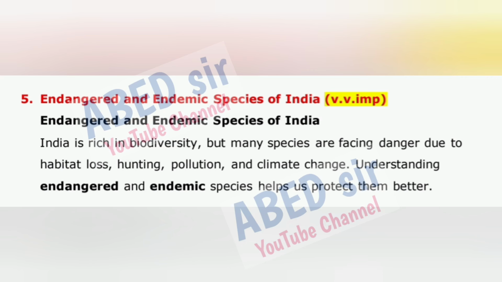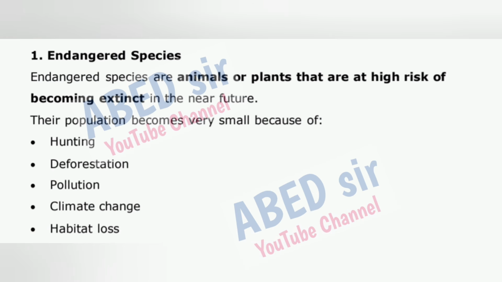Endangered and endemic species of India. India is rich in biodiversity, but many species are facing danger due to habitat loss, hunting, pollution, and climate change. Understanding endangered and endemic species helps us protect them better. 1. Endangered species. Endangered species are animals or plants that are at high risk of becoming extinct in the near future. Their population becomes very small because of hunting, deforestation, pollution, climate change, habitat loss.